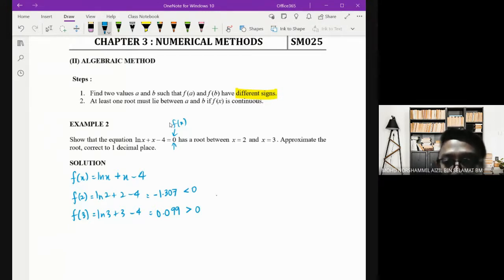So what does it mean? We can approximate that x is approximately equal to (2 plus 3) over 2. Kita ambil tengah-tengah. Maksudnya antara 2 dengan 3, we will get x approximately 2.5. Dapat tak?